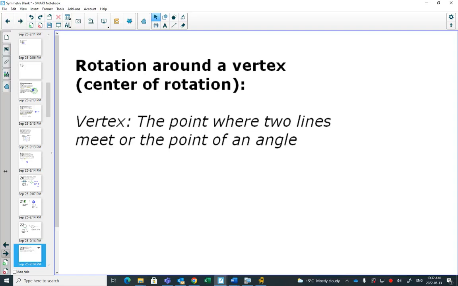Okay. Another definition for us. A vertex.